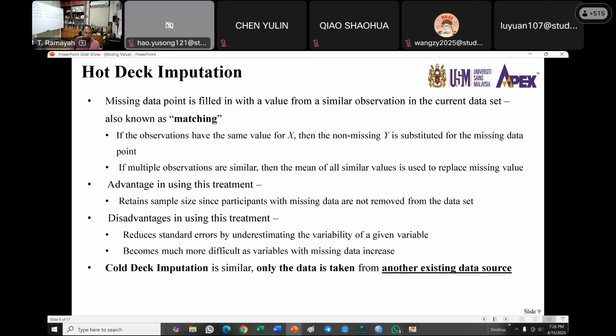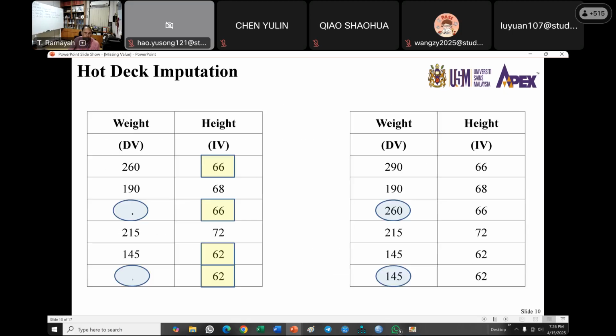Currently we have what we call hot deck imputation or cold deck imputation. Hot deck imputation is this: in your data, you have a missing weight here. But we have other data about those people who have a height of 66. They have this number 260. So we can actually take the 260 and replace here. For those who are 62, we take this number and replace here. That is called hot deck imputation.